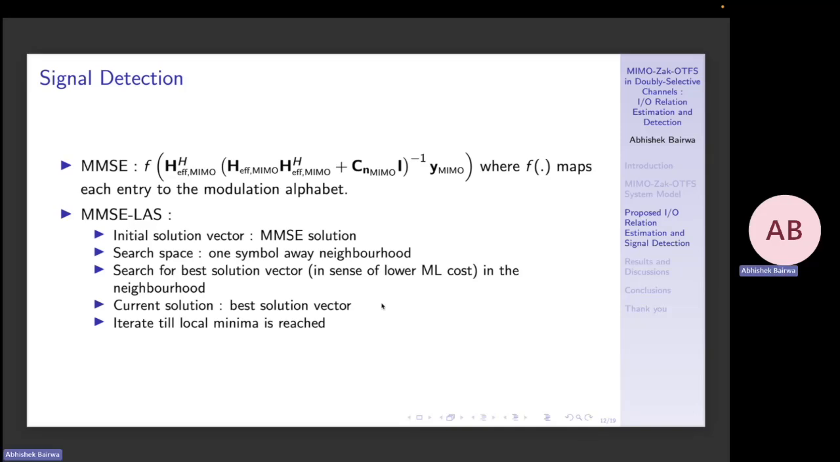And once we find that vector, we assign it to be the current solution vector, and then we iterate this whole process again and again till we reach the local minima, and that solution is declared as the MMSE-LESS solution.